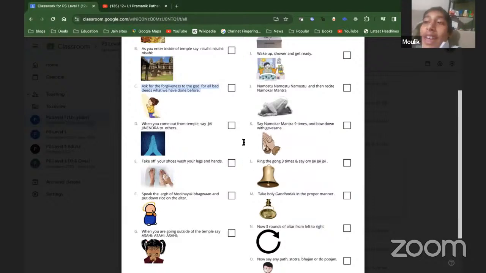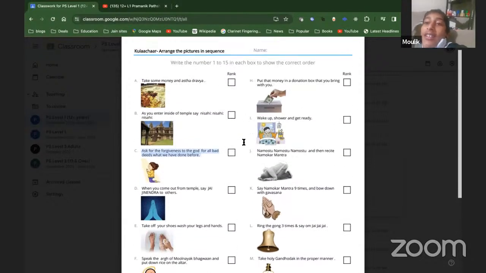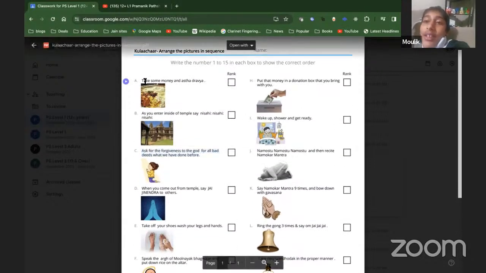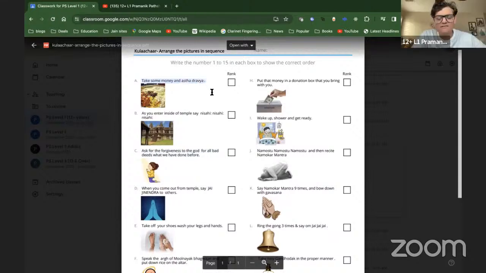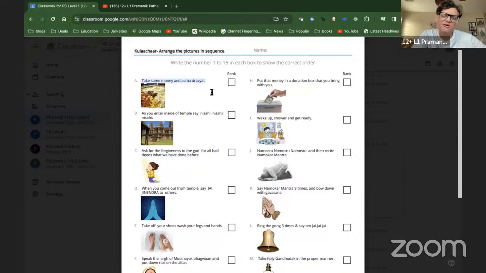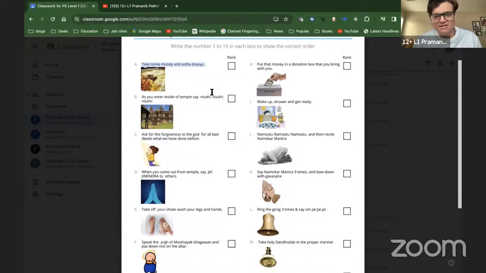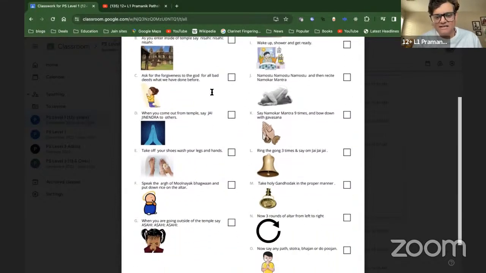No, but look at number A. You have to do, as the second step, take some money and Ashtadravya. We forgot that. Yeah, but that's after you reach the temple, right? No, you are right, Maulik. Absolutely. When you wake up, shower, get ready, then you collect the Ashtadravya and money from home, then you reach the temple. Correct. So, okay, we covered that as well.